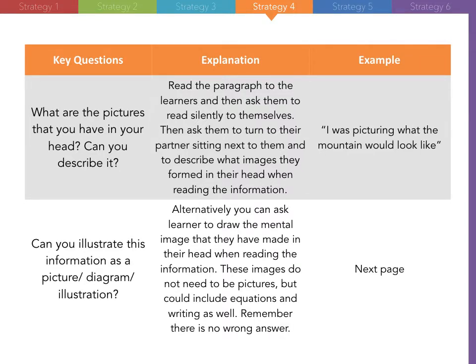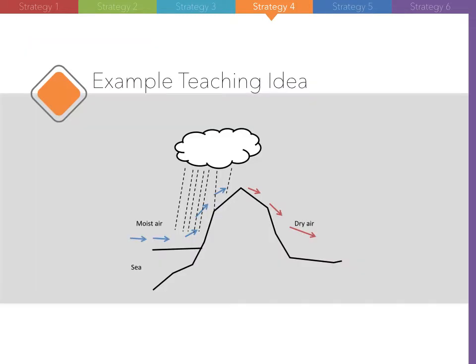Another question can be, can you illustrate this information as a picture, diagram, or an illustration? So they can either describe what they were seeing, or you can get them to actually draw it down. So a very simple example could be what you see on the screen in front of you. A rough drawing of a mountain, you've got the sea on the left, and it shows the moist air rising up. And as it cools down, it forms a cloud. The cloud then rains, so the water vapor condenses. And then the right-hand side of the mountain is dry, because the cloud never gets there to rain.